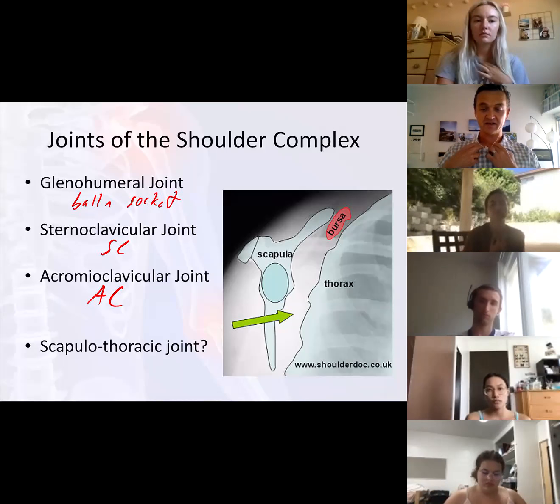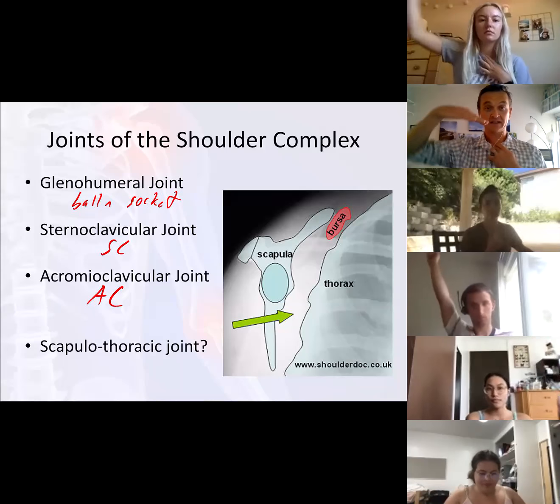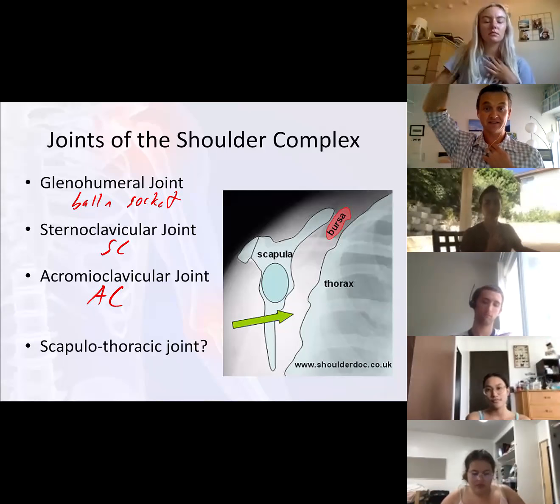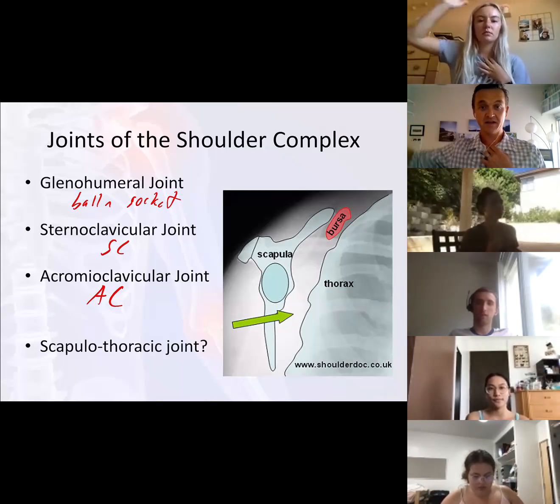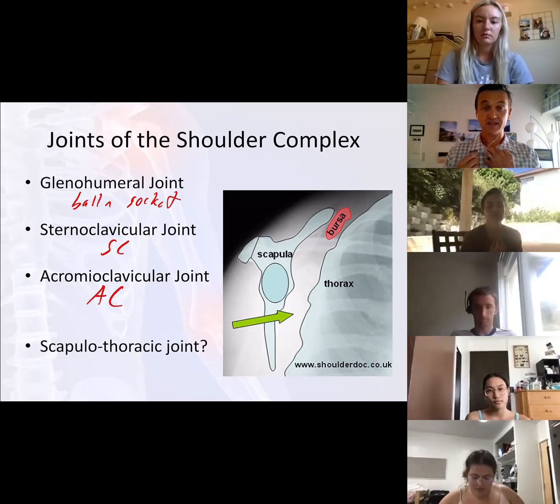And then keep your finger on that joint space and do this. And you can feel that clavicle kind of going up and down a little bit as you do that, right? And some of you might feel a little bit of popping in there. You have a little meniscus in there, just like we talked about in the knee. So that's the SC joint.